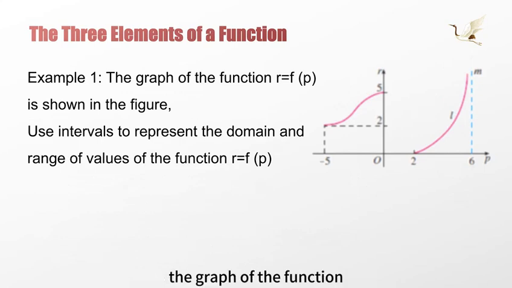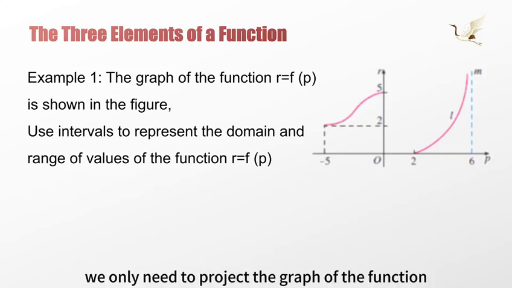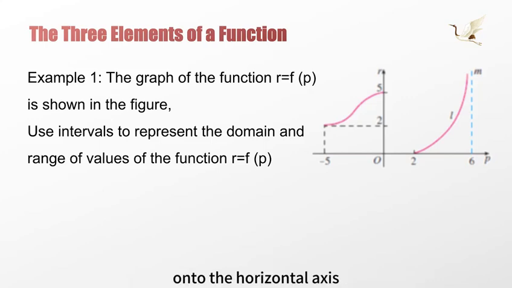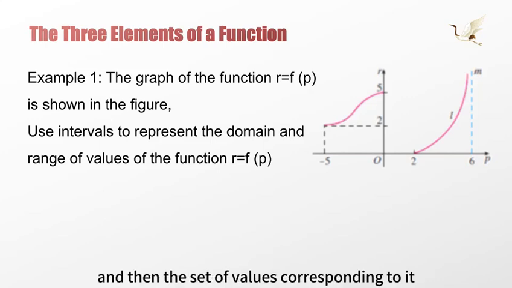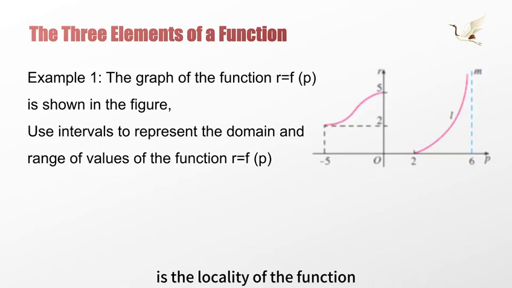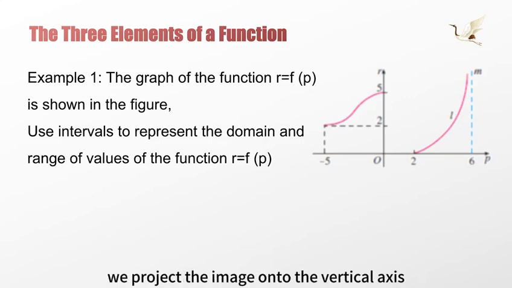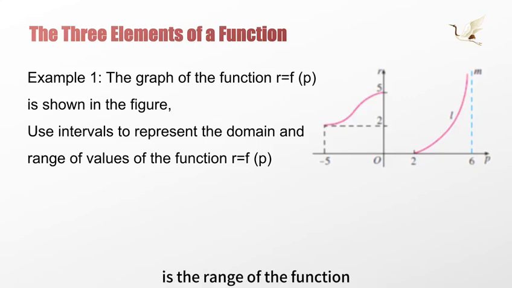The graph of the function y equals f(x) is shown in the figure, and the domain and range of the function y equals f(x) are to be represented by intervals. How can we read the domain and range of a function through its graph? We only need to project the graph of the function onto the horizontal axis, and then the corresponding set of values is the domain of the function. We project the graph onto the vertical axis, and the corresponding set of values is the range of the function.